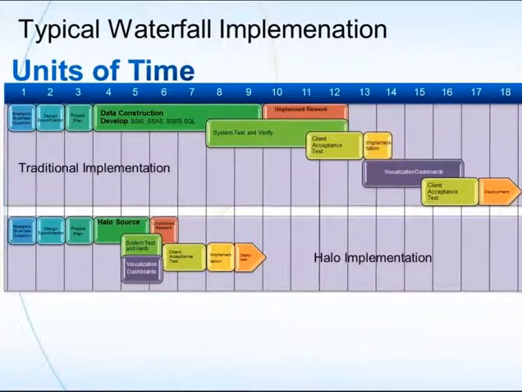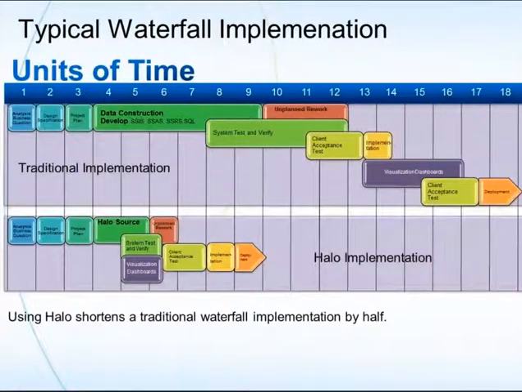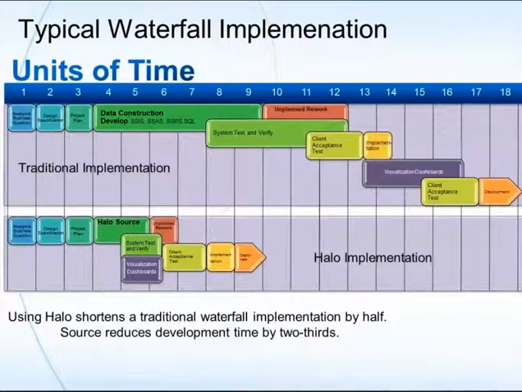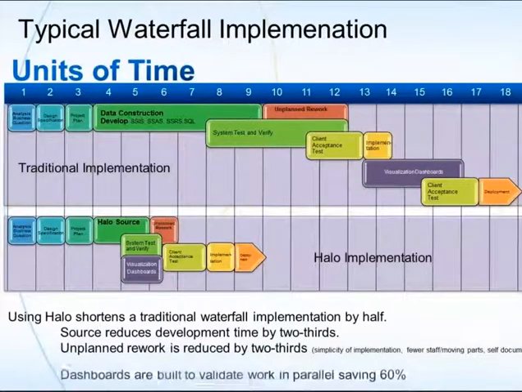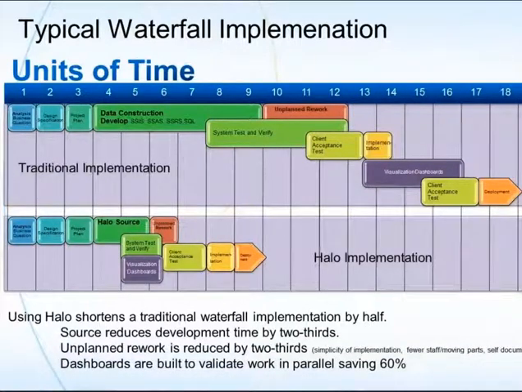One of the biggest cost savings you're going to gain from BI is being able to implement it more quickly than not, because I'll show you in just a minute how much that actually costs. Using Halo, we can shorten the traditional waterfall implementation in half, development time by 2/3, unplanned work by 2/3, and by doing the dashboards in parallel, we can save another 60% in time.